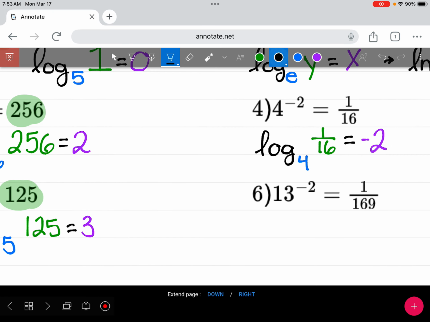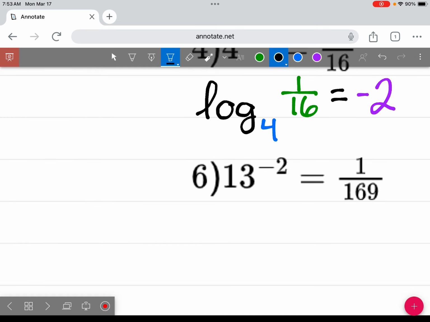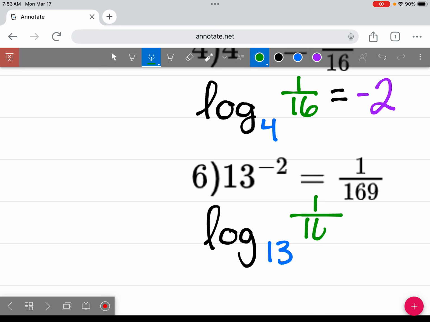All right, last one like this, and then we're going to see why the heck we care. Kind of. Ooh, wrong pen. That was a highlighter. That was chonky. All right, so for number 6, we get log base 13 of 1 over 169 equals -2, our power.